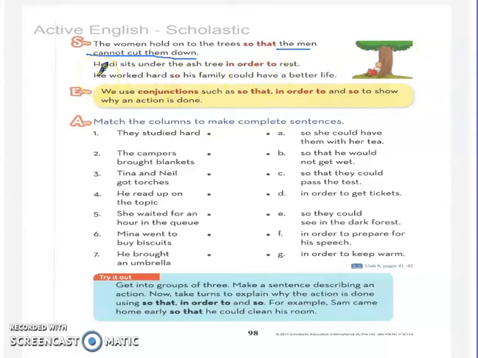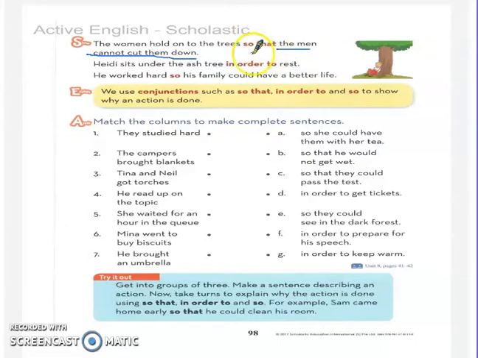Number 3. He worked hard so his family could have a better life. Why did he work hard? His family could have a better life.